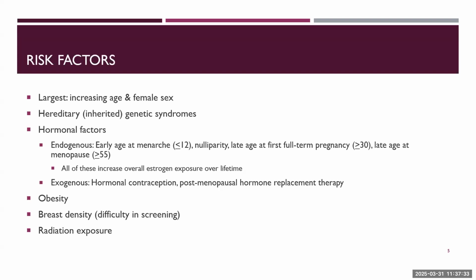Exogenous hormonal factors include hormonal contraception, specifically oral contraception, and then if they are on hormonal replacement therapy in the postmenopausal setting. Obesity is a risk factor, as well as breast density, because it is difficult if someone has dense breast tissue. It's hard to screen that and see that on mammograms. And if they have had prior radiation exposure, this also puts them at increased risk. Some things can decrease the risk, such as increased physical activity and no alcohol. And if they have a family history of breast cancer, this also puts them at increased risk.